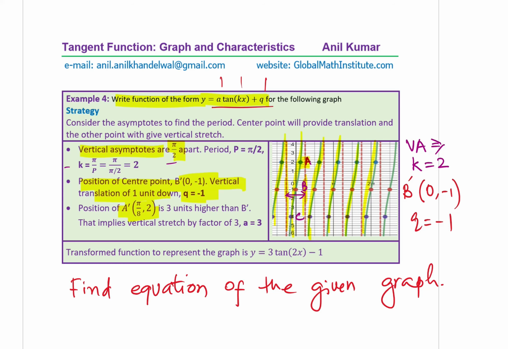You get the idea. Since the increment between the y values of A and B is 3, we know that the stretch factor A is 3 in this particular case. From the points A dash and B dash, we actually get all the 3 parameters required. That gives us the equation of the transfer function, which should be 3 tan 2x minus 1. Is that clear to you? That is how we are going to do it.